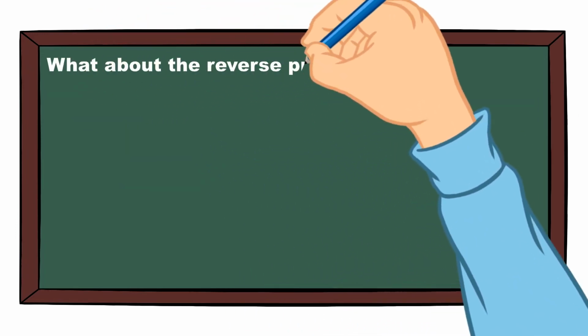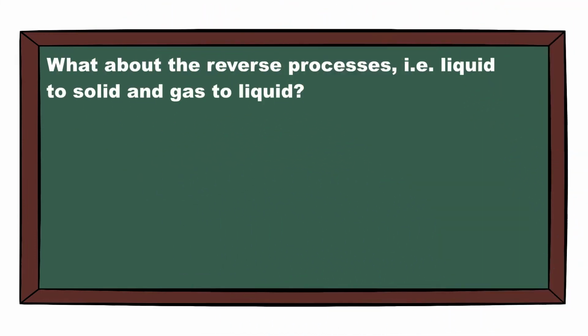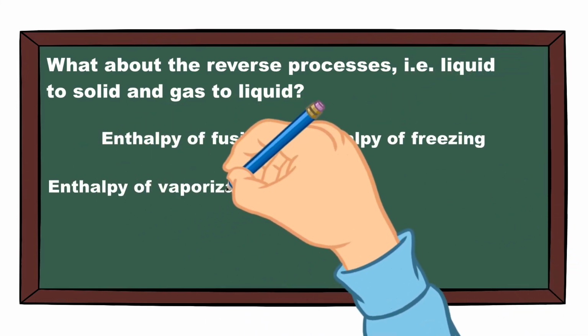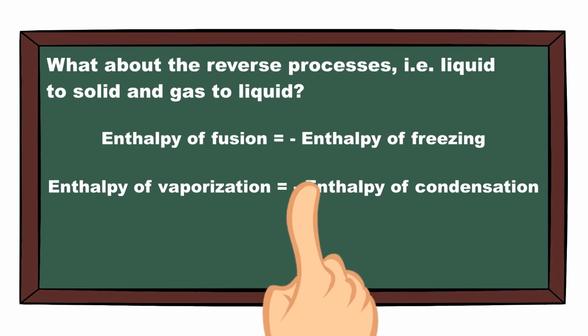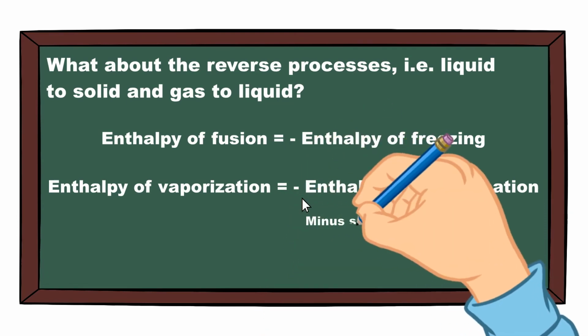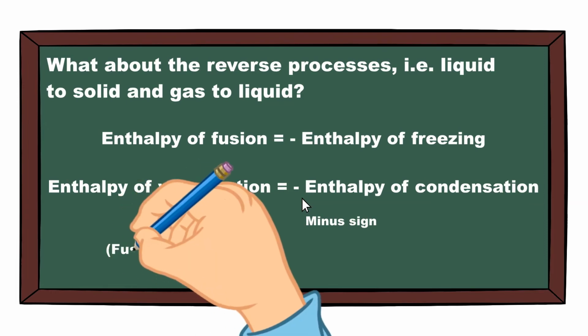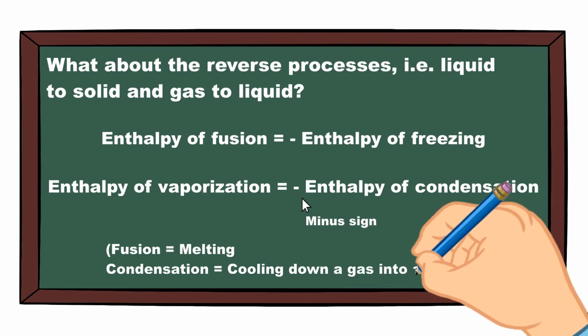What about the reverse processes, that is the liquid to solid, and gas to liquid transitions? Enthalpy of fusion is equal to minus enthalpy of freezing. Enthalpy of vaporization is equal to minus enthalpy of condensation. Here, the minus sign indicates that the heat energy is released. Note that fusion means melting, and condensation means cooling down a gas into liquid.